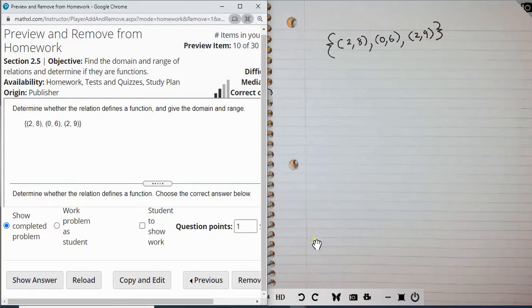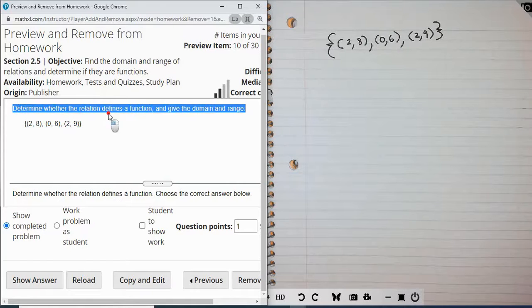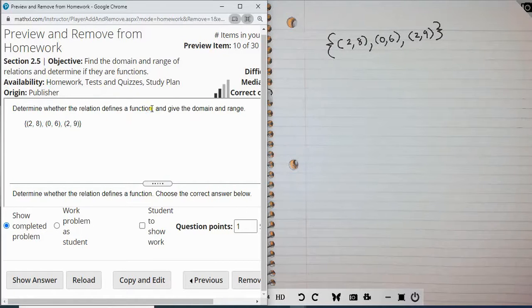All right, so we have this next one still in chapter 2. What we have here is a relation, and we want to determine whether or not it defines a function. It is a relationship presented as a set of ordered pairs.